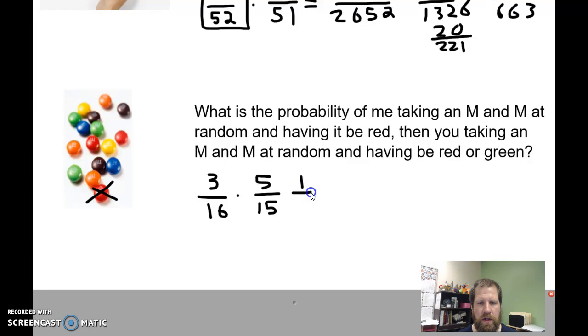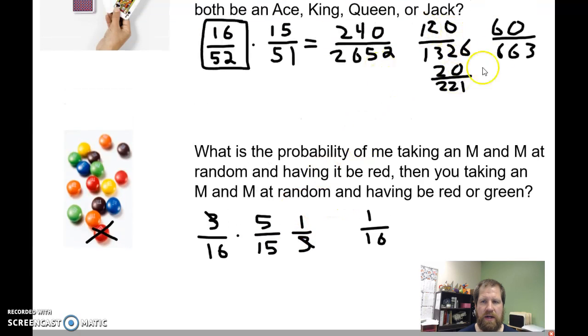So we've got 3 out of 16 times 1 out of 3. That actually is pretty easy. The 3's cancel, and I'm left with 1/16 as the probability of that happening. So look for ways to simplify, cross-cancel. It'll save you a lot of time.